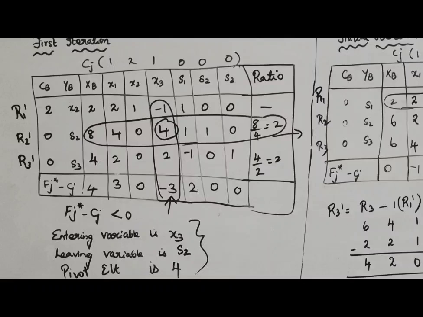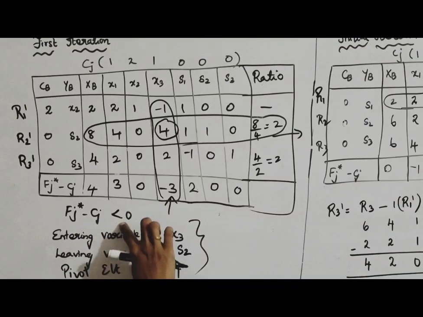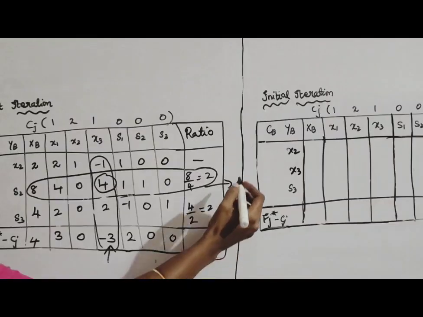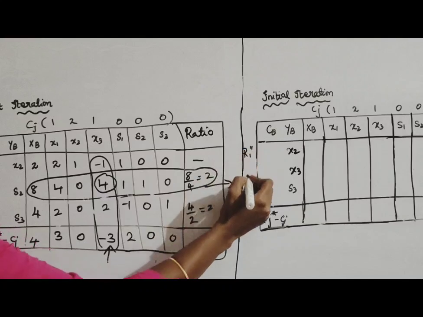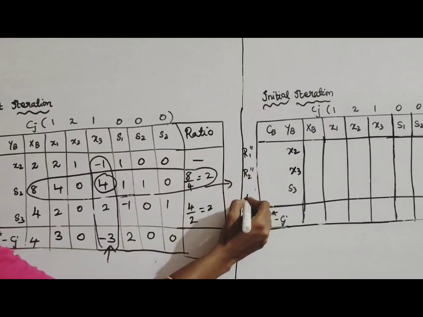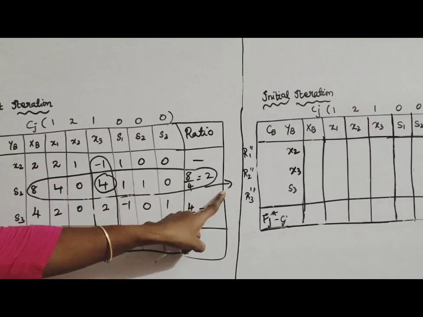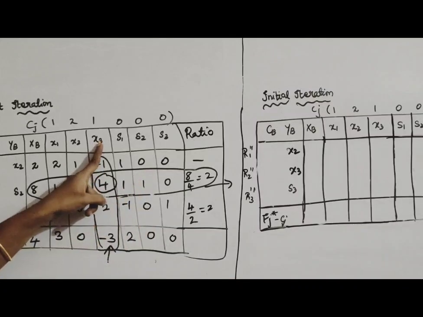Okay. By using these terms, you have to move on to the next iteration. Since the xj star minus cj is less than 0 in both the iterations, that is in the initial iteration as well as in the first iteration, the optimal solution is not obtained. So only we are proceeding with the next iterations, right? Here this is R1 double dash and this row is R2 double dash and this is R3 double dash. Okay. Now here the leaving variable is S2 and the entering variable is X3.